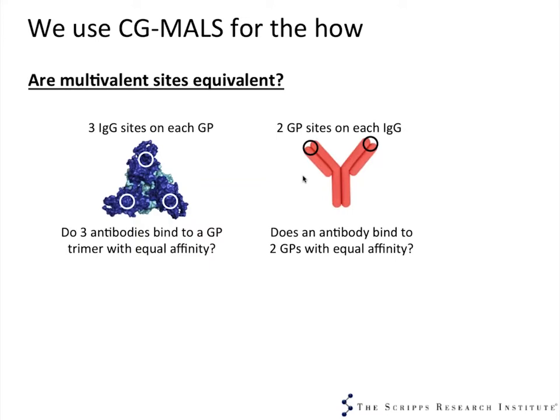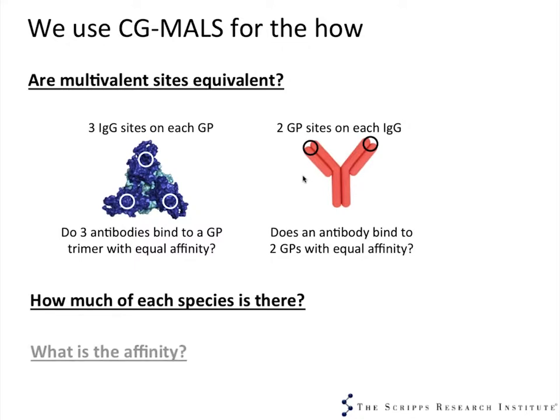Do three antibodies bind to a GP trimer with equal affinity? And does an antibody bind to two GPs at the same time with equal affinity? We'd also like to know how much of each of these different stoichiometric species are there. And lastly, we can also understand what the affinity of each of these species is using CG-MALS.